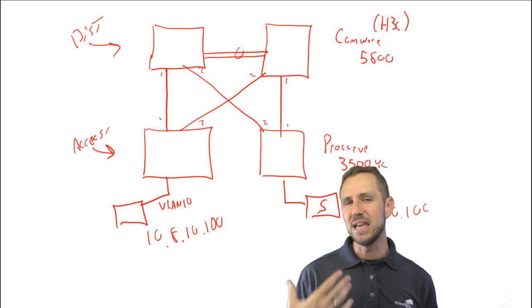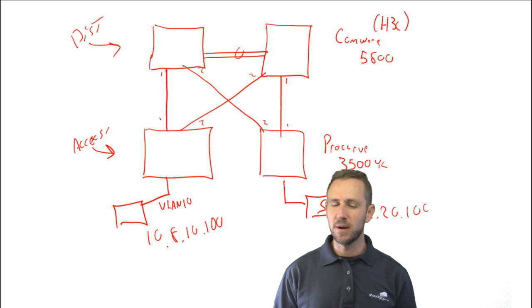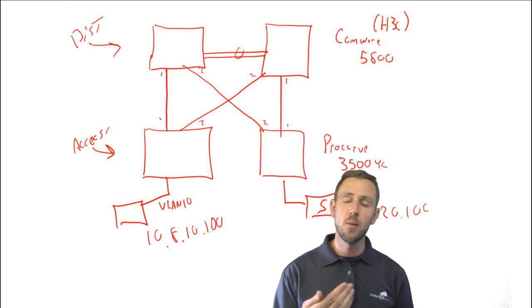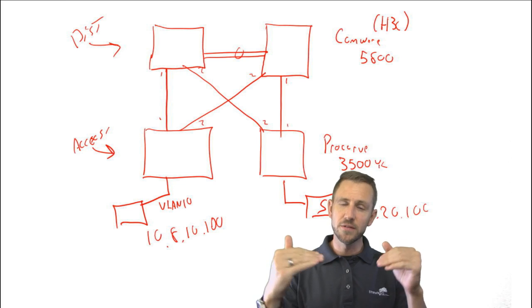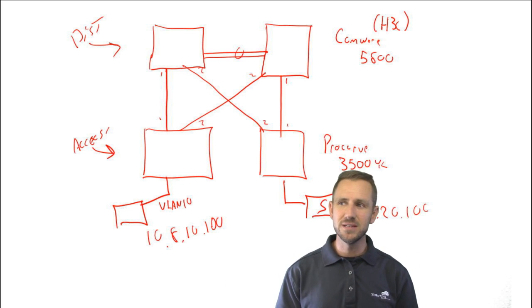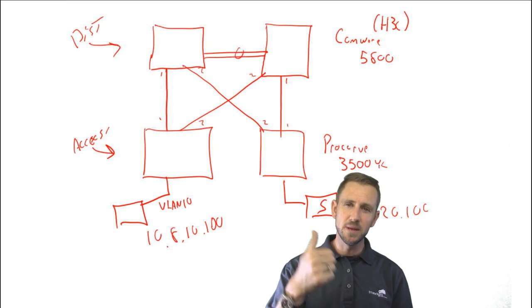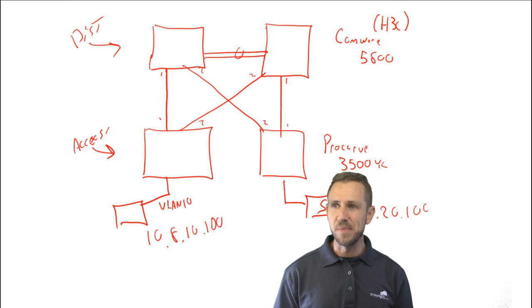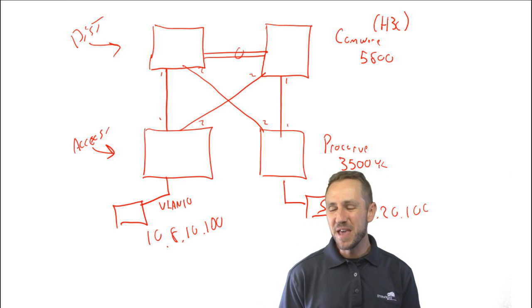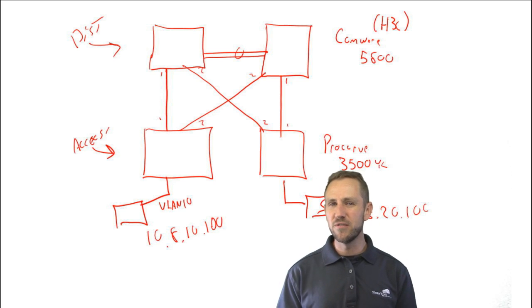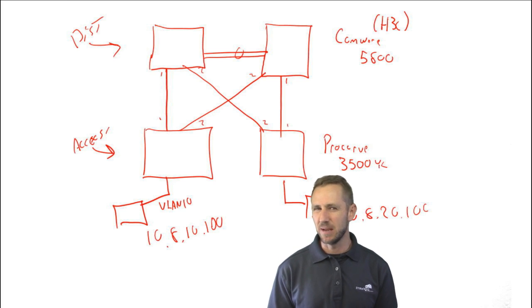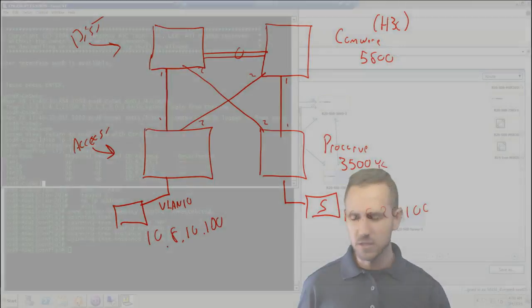I say that because HP does not use spanning tree by default, not on ProCurve or Comware. So if you installed the switches in a rack and cabled them like this, absolutely nothing would work. You'd have a broadcast storm, CPU would be at 100%, and we wouldn't have to go much further, right? So the first thing we'd want to verify is whether spanning tree is actually enabled. We could check that on our switches.